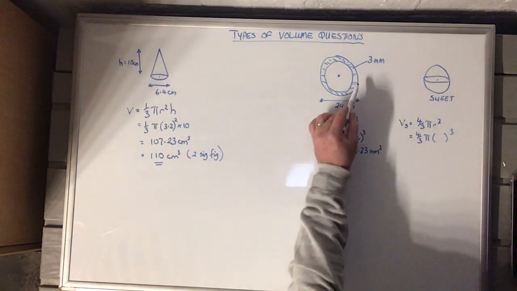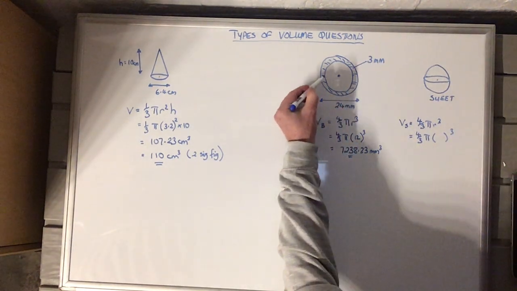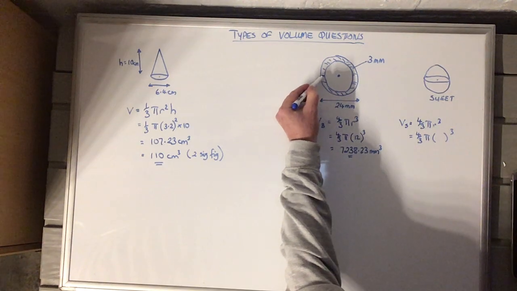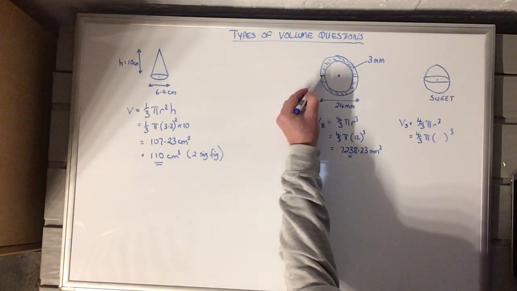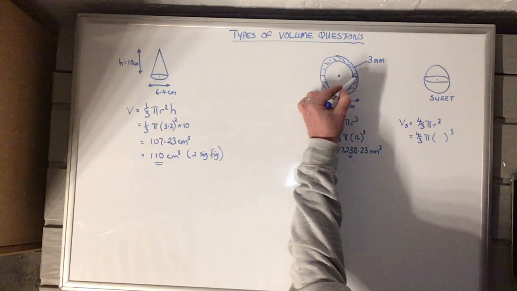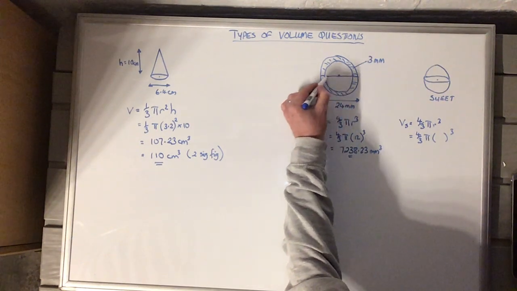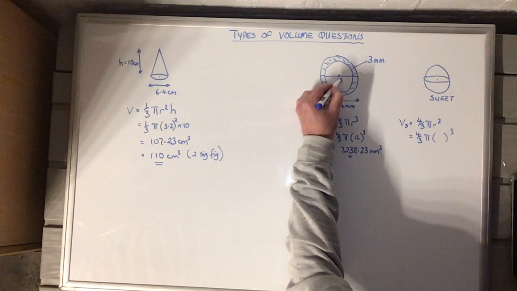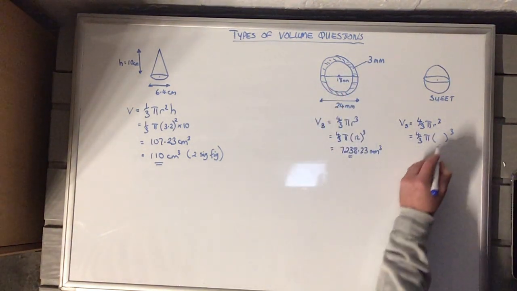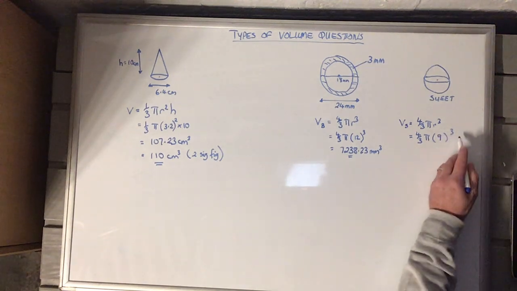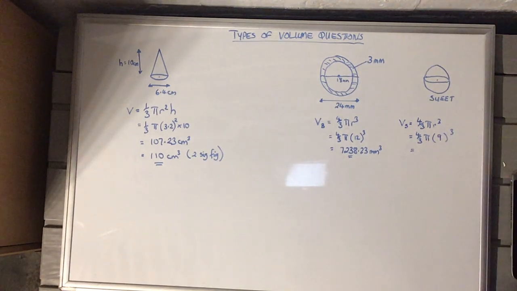Well, all the way across is 24, but we take 3 mil off for this side and 3 mils off for that side. So 24 take away 3 is 21. Take away another 3 for that side. All the way across the inside is 18 millimetres. So half of that will give me the radius, so that's going to be 9. So it'll be 9 cubed for my formula.